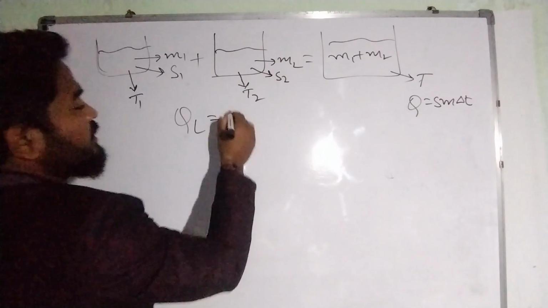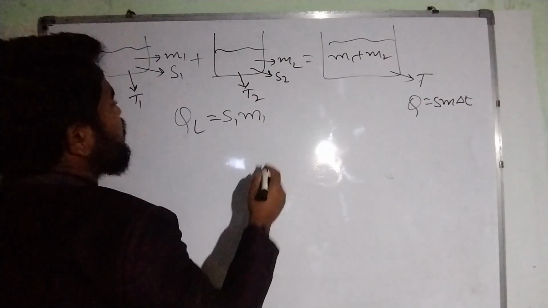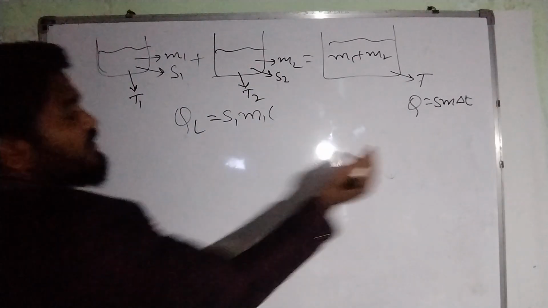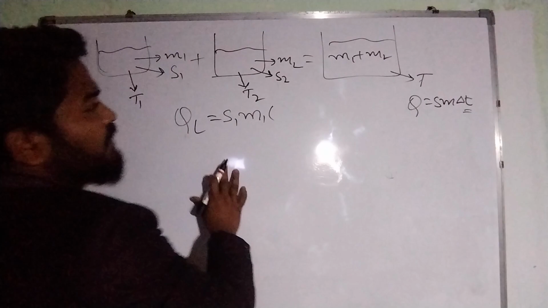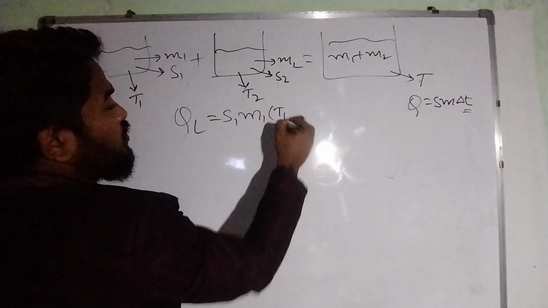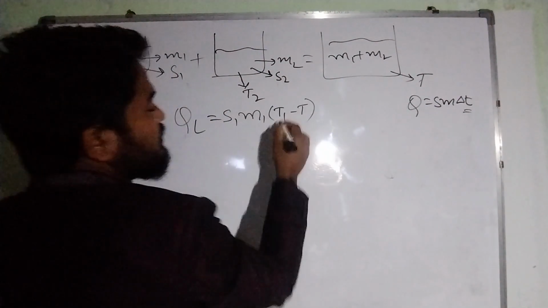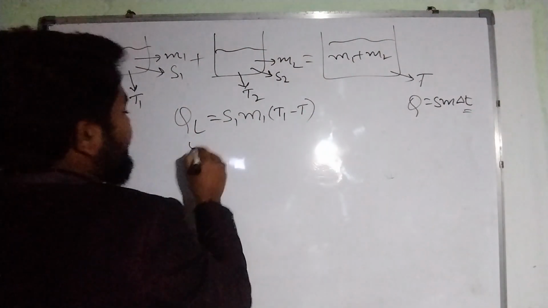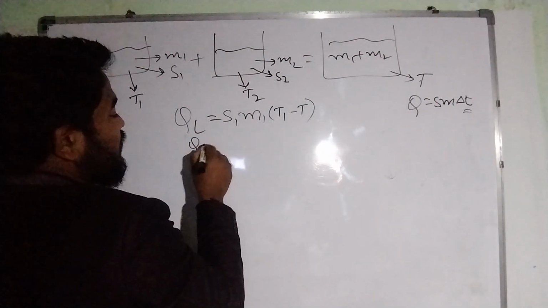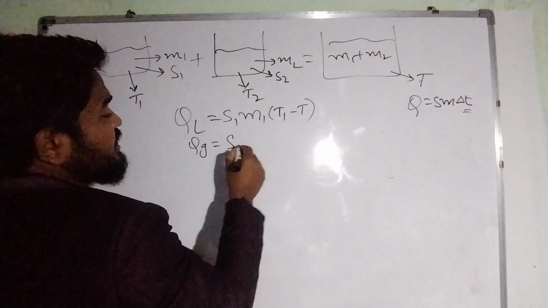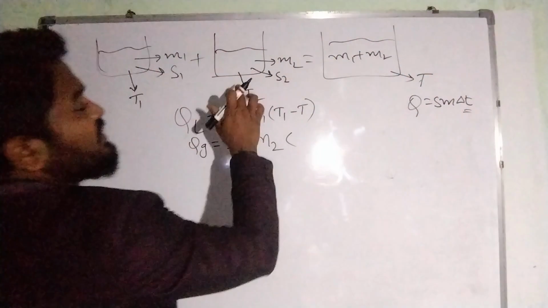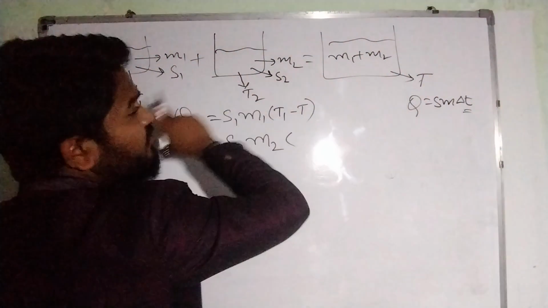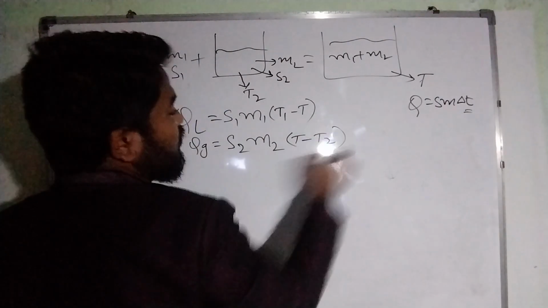So QL is equal to the specific heat of the hotter body, mass of the hotter body, and change in temperature. Delta T means the change in temperature of the hotter body. Initially the temperature is higher and it decreased to T. So this is the change in temperature. In the same way, the heat energy gained by the cooler body is equal to the specific heat of the cooler body, mass of the cooler body, and change in temperature. Initially the cooler body is at low temperature, and after mixing with the hotter body the temperature increases. That means T minus T2, right?